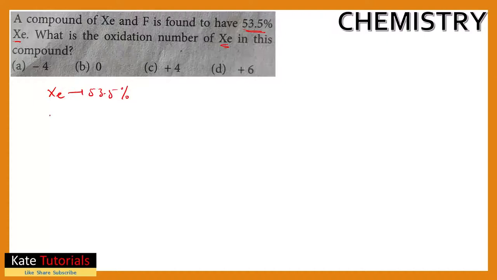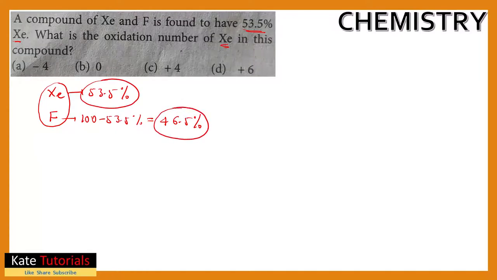53.5%. Can you calculate how much percentage of fluorine is there? Because that compound contains only these two elements. These add up to 100, meaning the total will be 100. So fluorine will be what? 100 minus 53.5 percent. That will be 46.5 percent of fluorine. Right, so 53.5% of xenon and 46.5% of fluorine is there in this compound. Overall it is 100%. Alright.